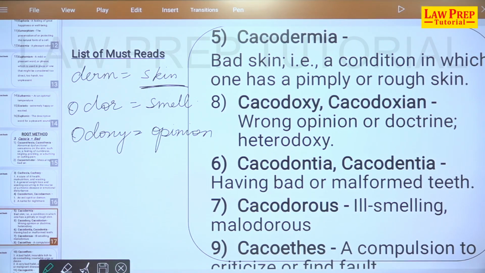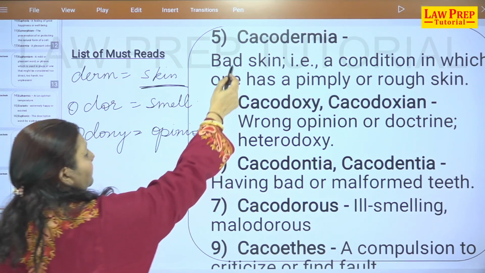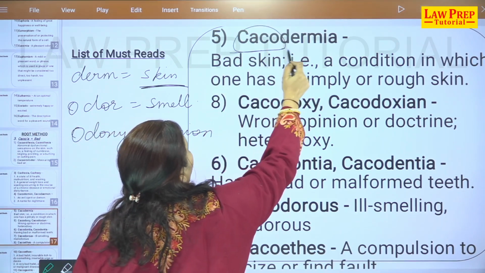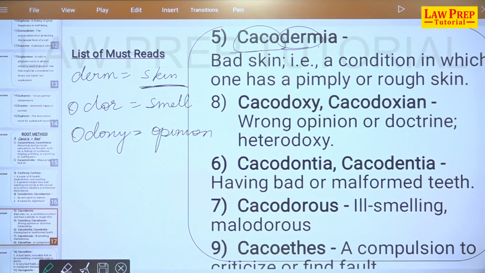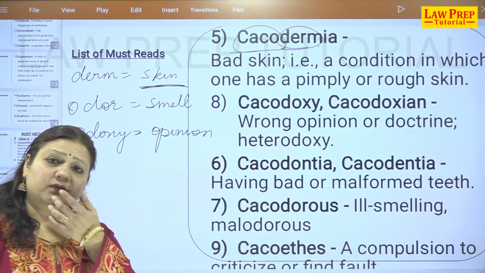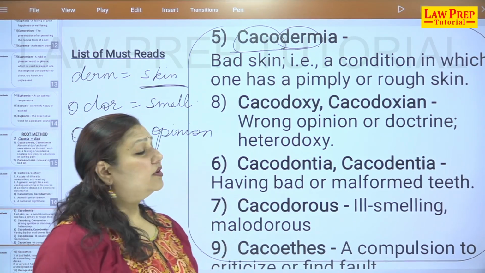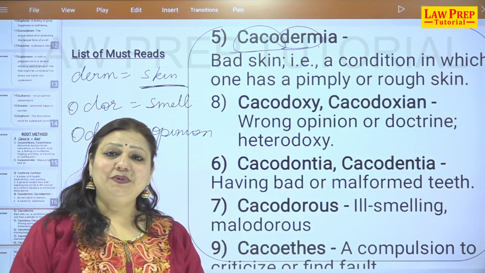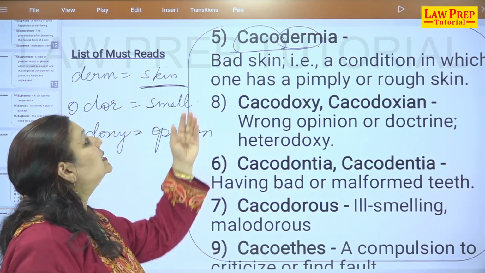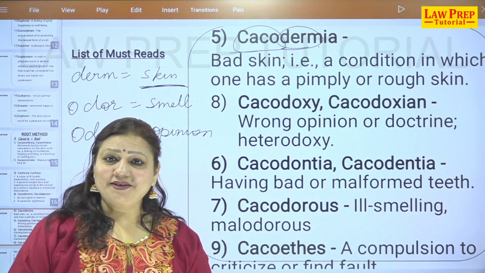Right? Fine? That's clear? Okay. We can take up now the word caco, bad, derm, skin. So it's a bad skin, or a condition which is pimply skin, maybe because of some kind of problem, or the rough skin, the skin is not that smooth and flowy you find in the advertisements. That kind of skin is cacodermia, right?